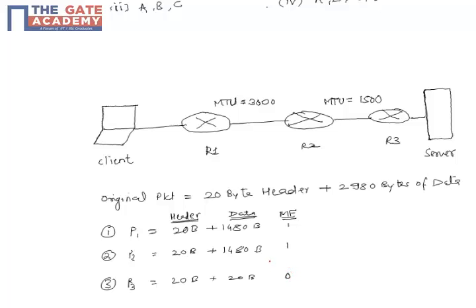So as can be seen, the more fragment bit can change during the routing process. For the original packet, the more fragment bit would be 0 because there are no fragments for the original packet. So the second parameter is also changing during the routing process.